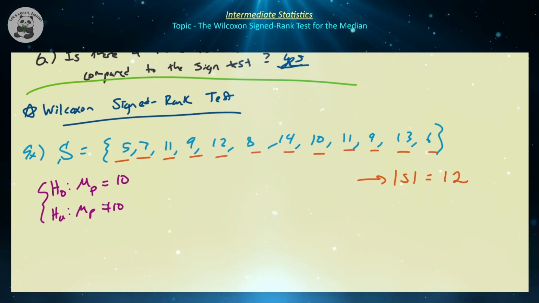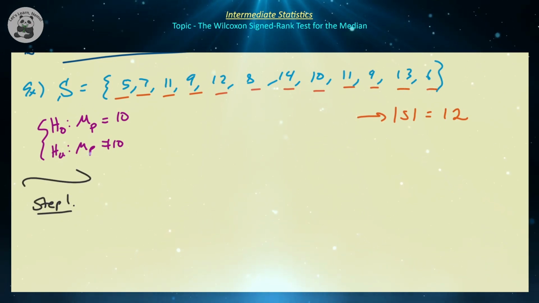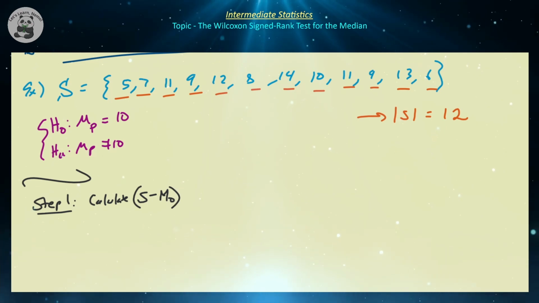So what is the very first thing that we need to do? Let's actually organize this via a step process. So step 1. The first thing that we want to do is calculate S minus the claim value of the median. Right? So when we do that, what will we get? So S minus M0 will be a new set.